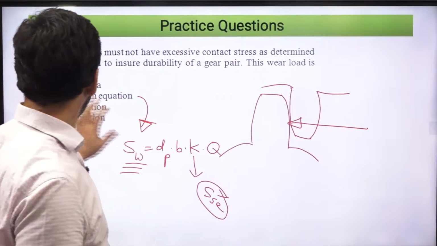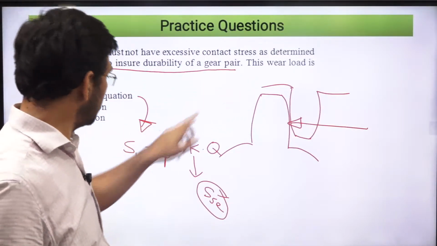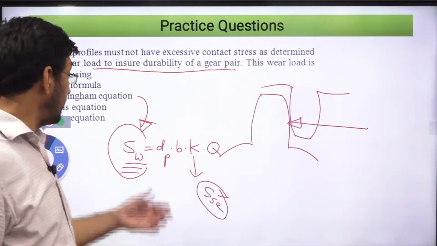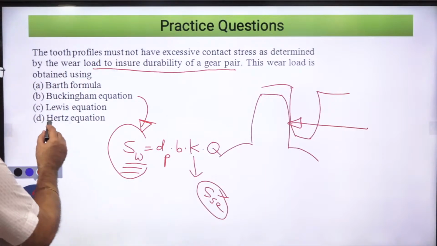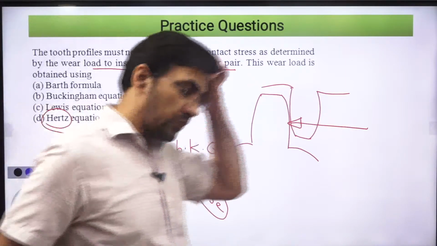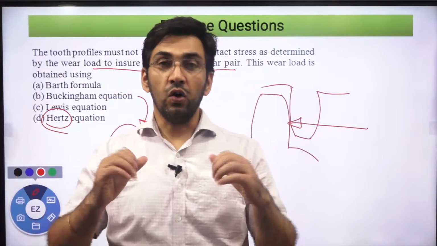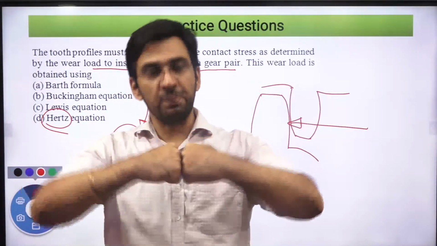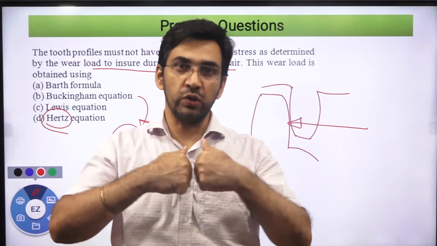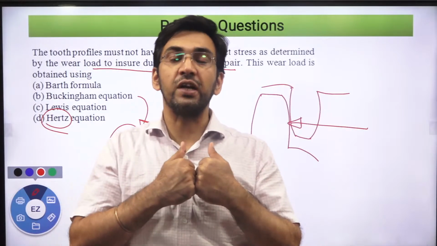So basically this equation is the wear load to ensure durability of the gear plane. The wear strength equation was given by Buckingham, and this wear strength was based upon the Hertz contact stresses theory. Hertz is an investigator who has done a lot of work on contact stresses: when two surfaces compress against each other, what actually happens, how the stress distribution is, and how those surfaces can fail.